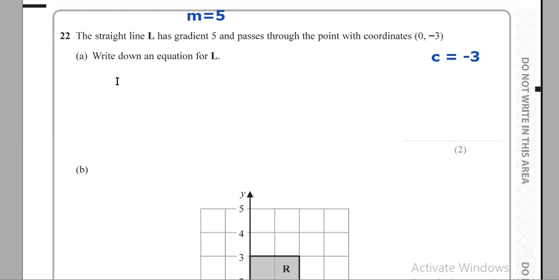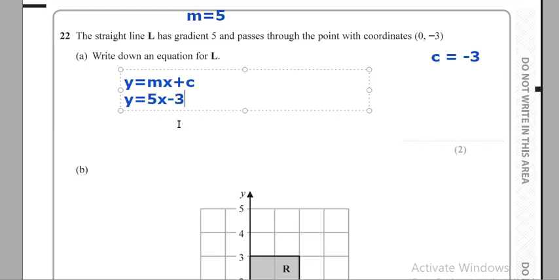Now, to write the equation of the line, you're going to follow this general rule, y equals mx plus c. The m is 5, so y will equal 5x, and then the c is -3, so minus 3. And this is the equation of this line, y equals 5x minus 3. Now, let's move on to the next question.